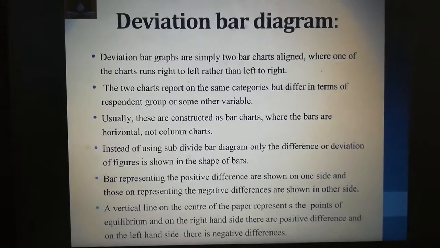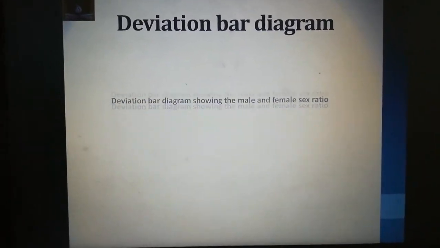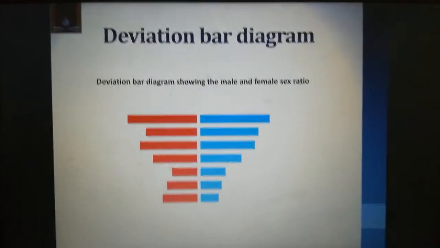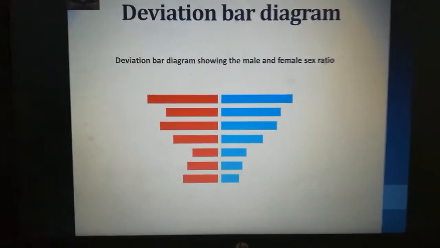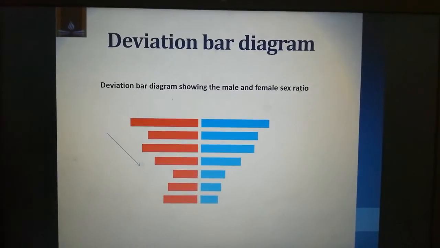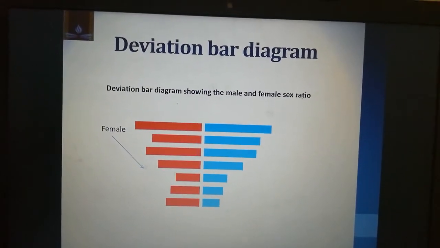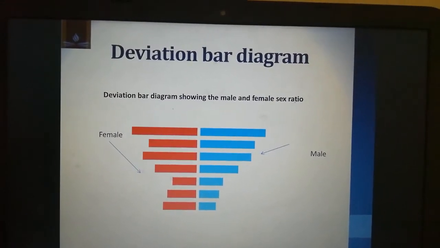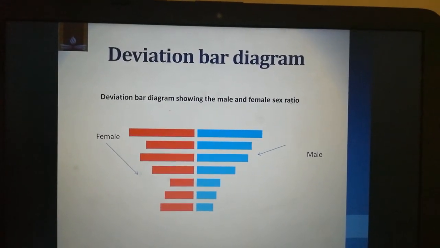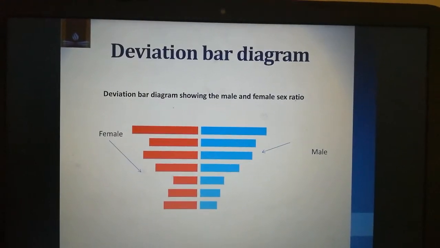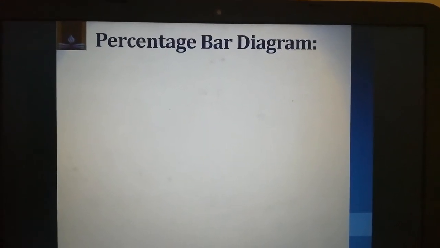Let's look into an example of a deviation pattern. It shows the male and female, like the population pyramid we are all familiar with, showing age and sex ratio. So let's have a look at it. Here the red represents the female and the blue represents the male, and it shows the male and female ratio of the present category. So this is the way.